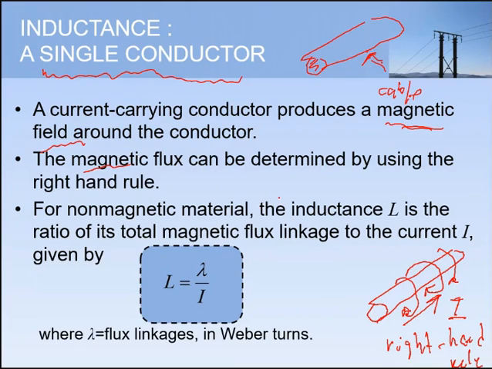Okay, for non-magnetic material, the inductance L. Here we have a new item, which is the inductance L, the ratio of its total magnetic flux linkage to the current I, given by this equation. This equation is fixed already. L equals lambda over I. I is current, lambda is the flux linkage in Weber turns. Okay? This is a very basic equation for inductance.